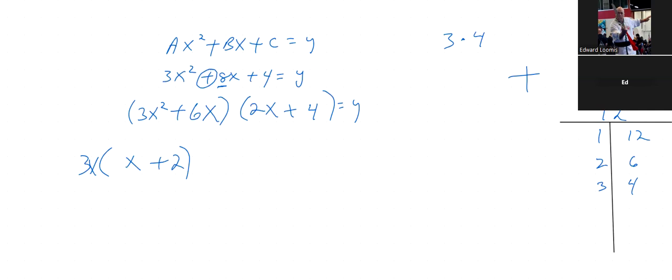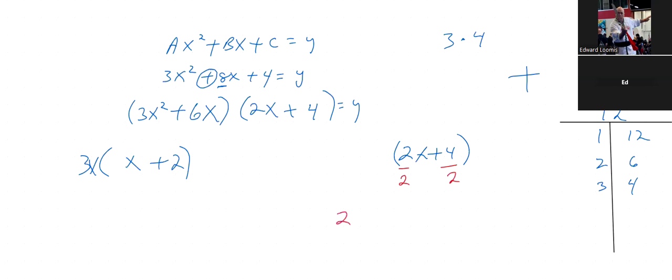Let's look at the next set of parentheses. I've got a 2x plus 4 inside the parenthesis. Let's look at the numbers. I look at what goes into 2 and into 4 evenly. Well, 2 goes into 2 and 2 goes into 4. So I know that I can pull a 2 out of that, right?